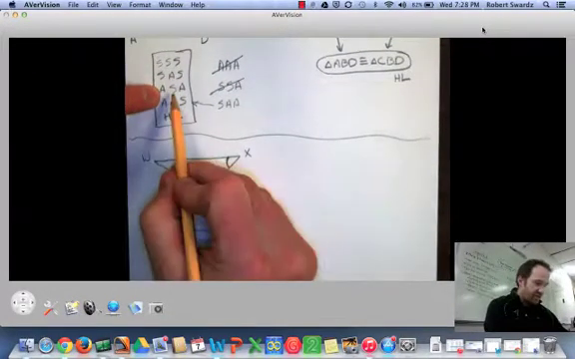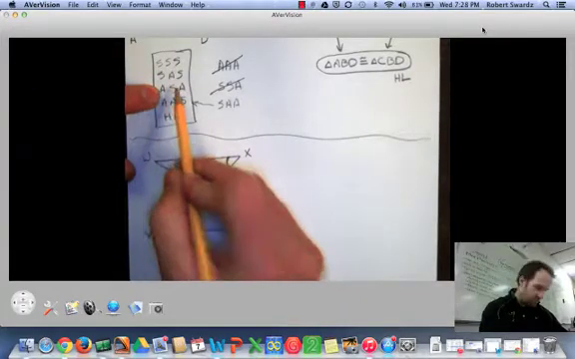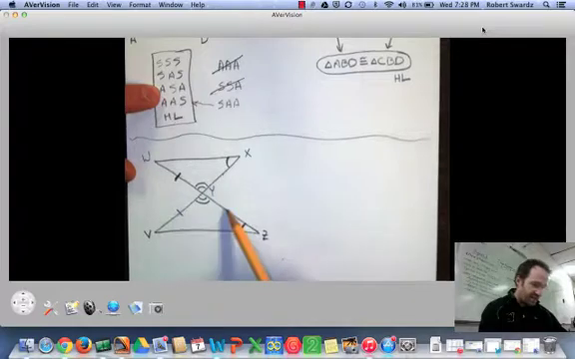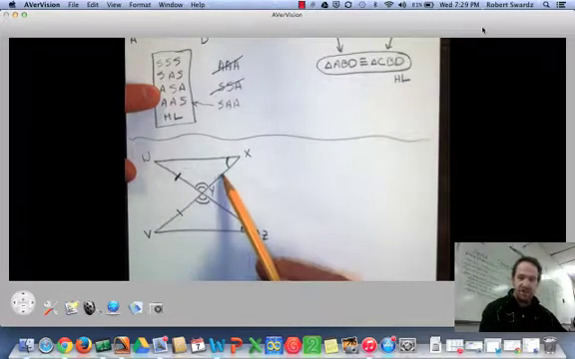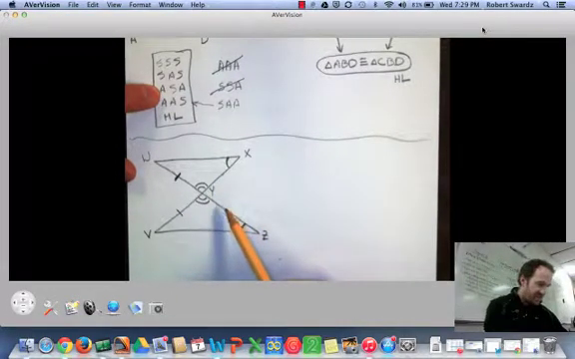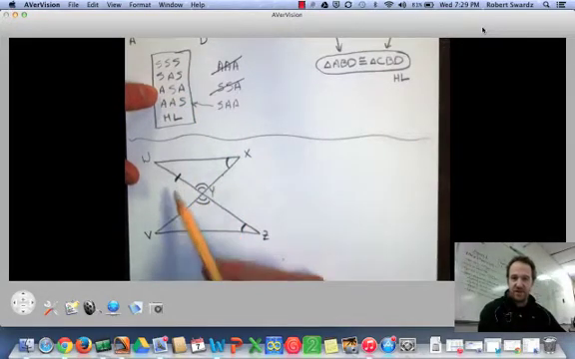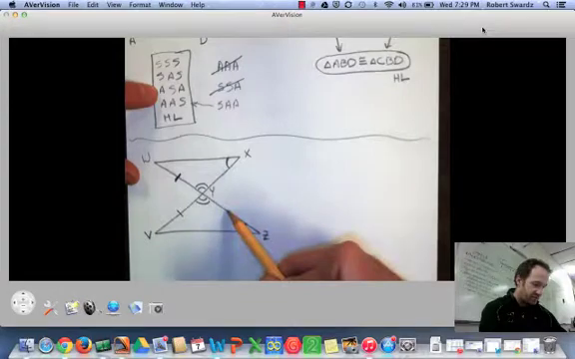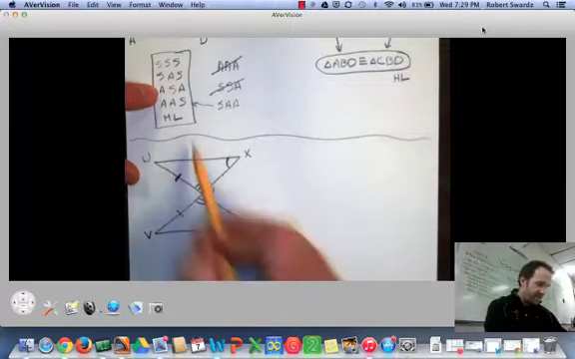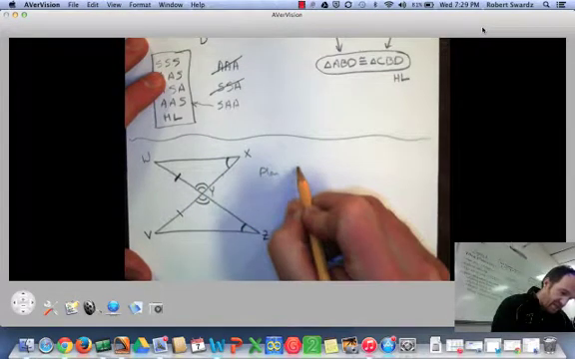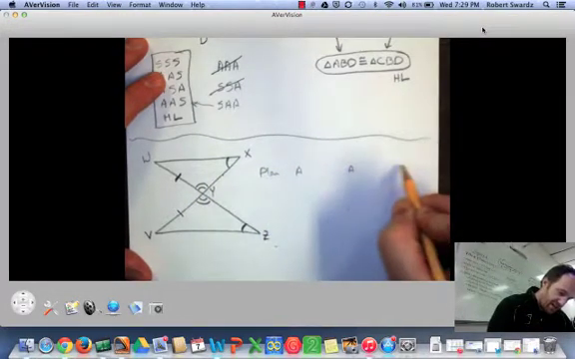So for angle side angle, this side is between the angles. But this side would have to be here, and this side would have to be here between these angles in order to be angle side angle. So that means it's not going to be angle side angle, because the sides that you know are the same are not between the angles. They're outside the angles. So that means it's going to be angle, angle, side. So that's our plan. Plan: angle, angle, side.